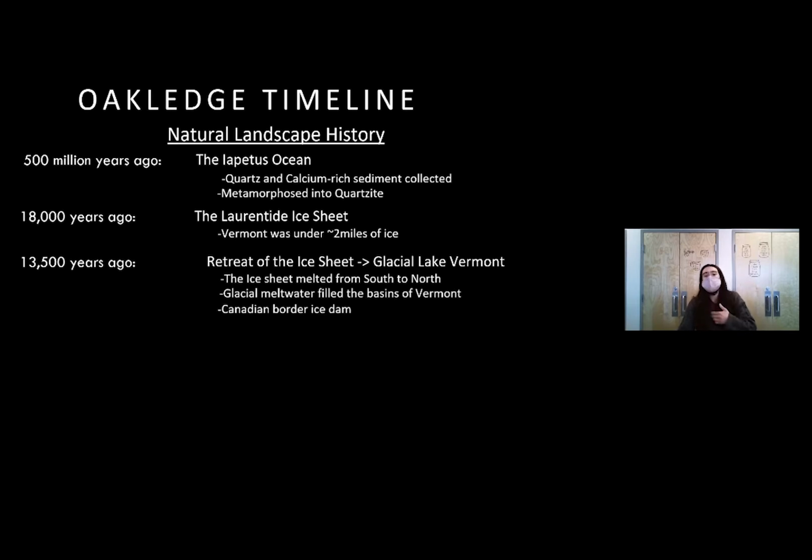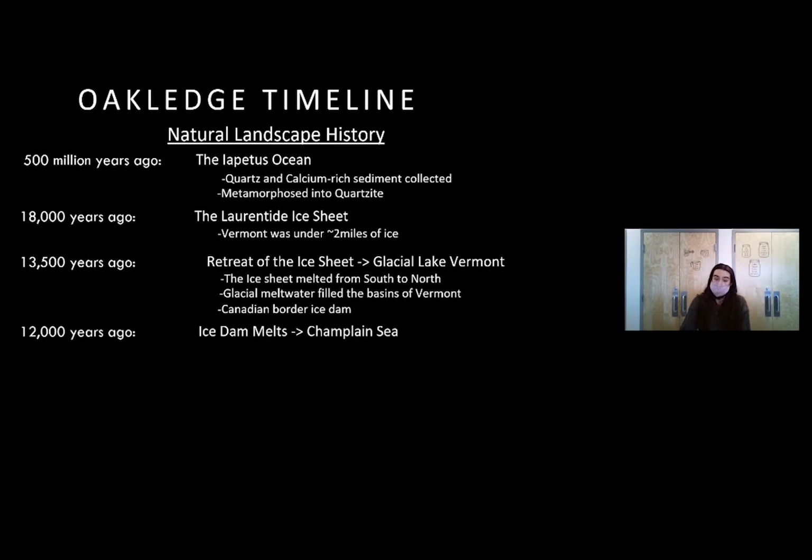And as the ice sheet was retreating, it spent maybe 2,000 years slowly lingering at the Canadian border. And as it was doing that, it actually provided the northern cap to Glacial Lake Vermont. So Glacial Lake Vermont is capped at the Canadian border on the north, capped at the Adirondacks on the west, and then capped at the base of the Green Mountains on the east. So definitely a different lake than Lake Champlain.